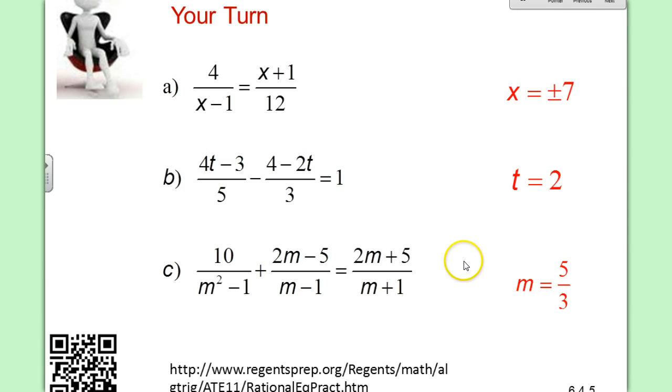So now it's time for you to decide whether you need the extra instruction or whether you're just ready to go. Okay, so you can watch or not depending on whether those answers actually worked out for you.